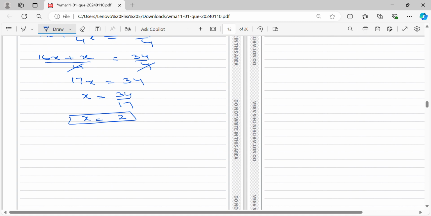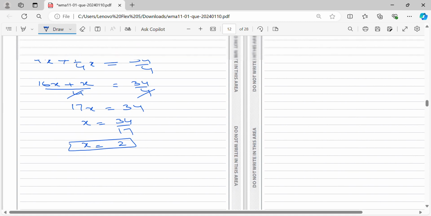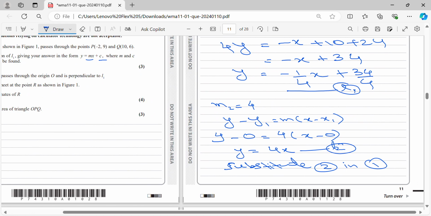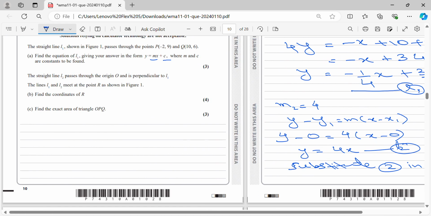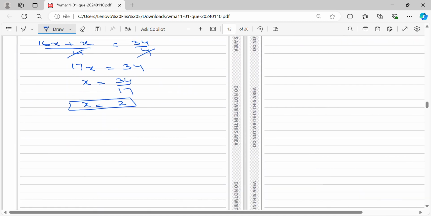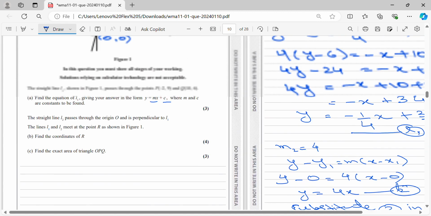Now I need to find out the value of y. So pick any one of the equations, either 1 or 2. I feel that equation 2 is easy. So y equals 4x. Let's substitute the value of x to get the value of y. So y equals 4x, and for x we just got 2, so y is 8. Alright, so the coordinate of R is 2 and 8. Yeah, that's it for B part.